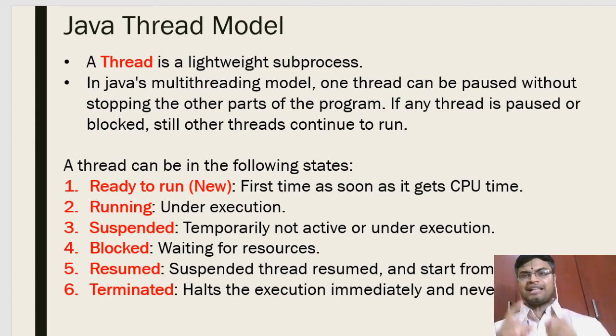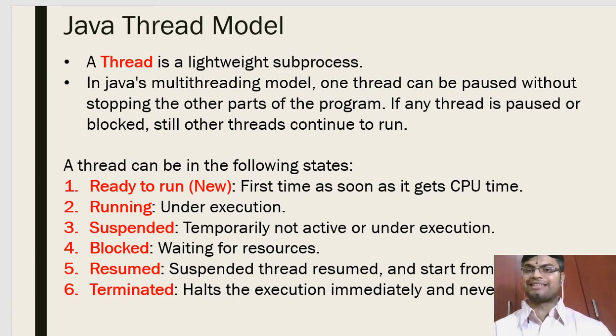Next, the threads can be in any of 5 different states, guys. There are 5 main states for your threads, or 6 if you count them that way. One is called ready to run. That means when that particular thread gets the CPU time, it is in the ready to run state, or it is called the new state. Next, it can be in the running state. That means if the thread is actually executing on the processor, it is said to be in the running state.